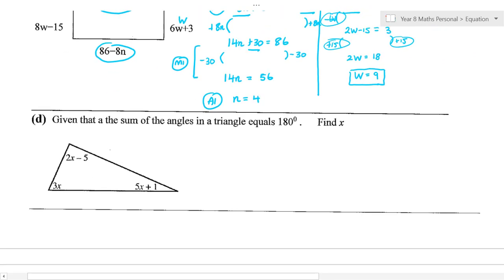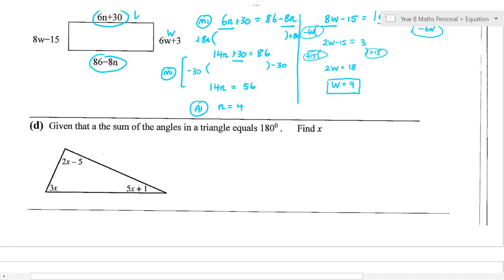All right, now this one here, whether you remember it or not, you would have looked at triangles and that all of the sum of the angles add to 180. So it's saying here find x. As you can see, we have all of these angles. When you add them up, that equals 180. So we're going to write that as an equation.